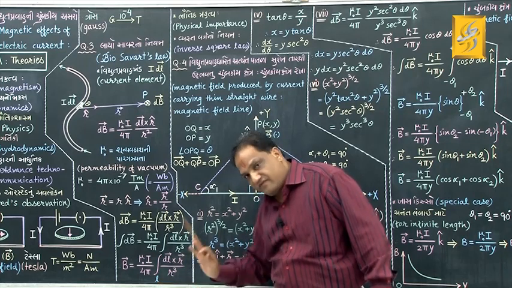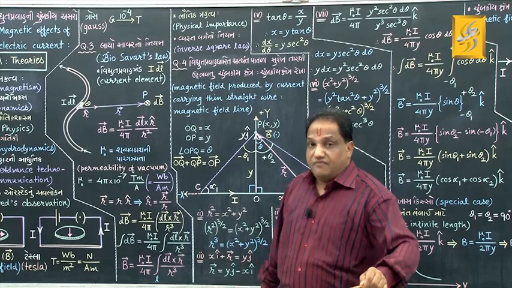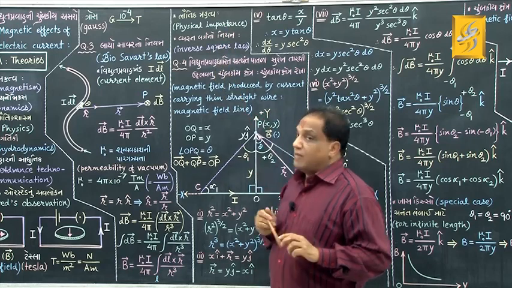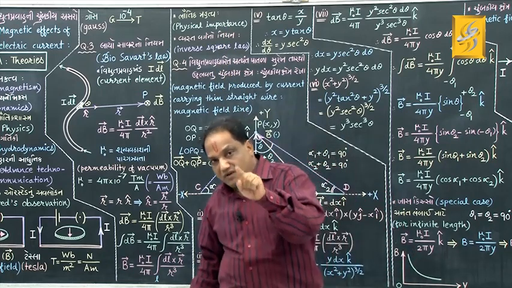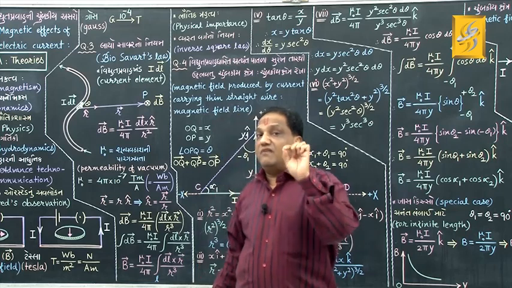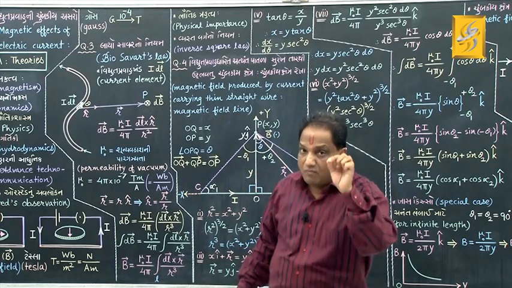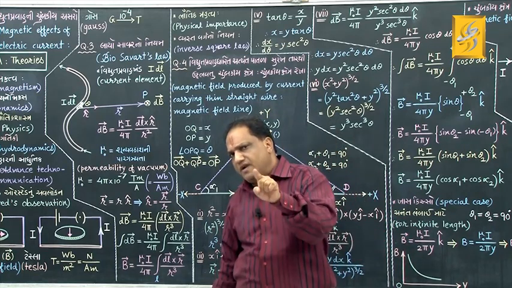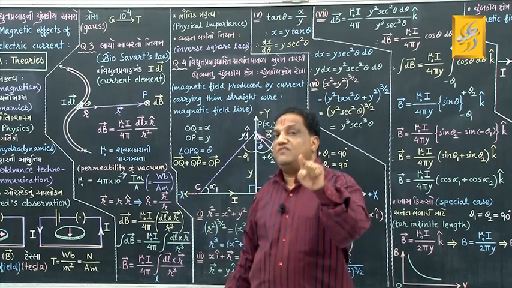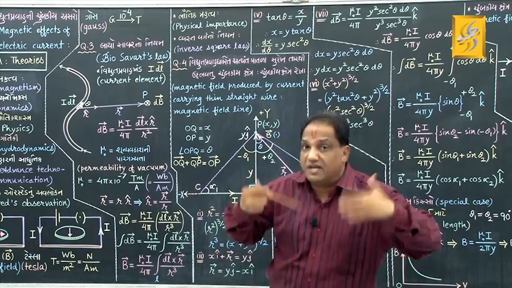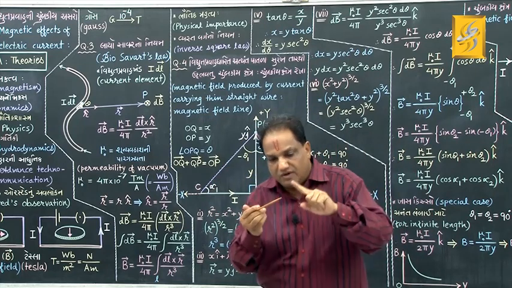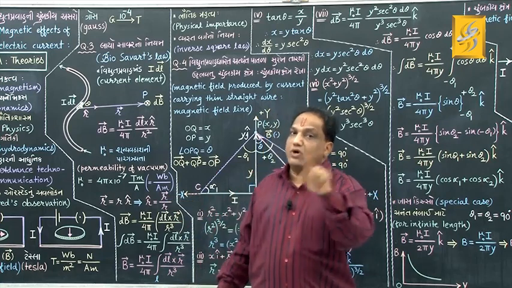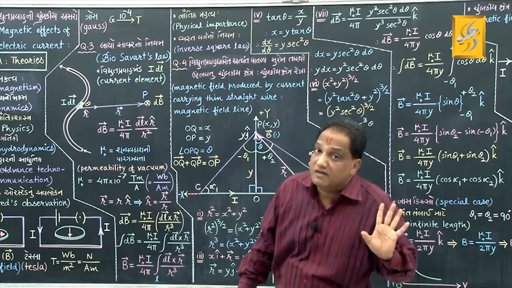Fine. Now what is the physical importance of Biot-Savart's law? Using Biot-Savart's law, you can find out the magnetic fields produced by uniform current distributions. This fact gives you its physical importance. The way using Coulomb's law you can determine electric field, similarly, using Biot-Savart's law you can determine magnetic field, correct?